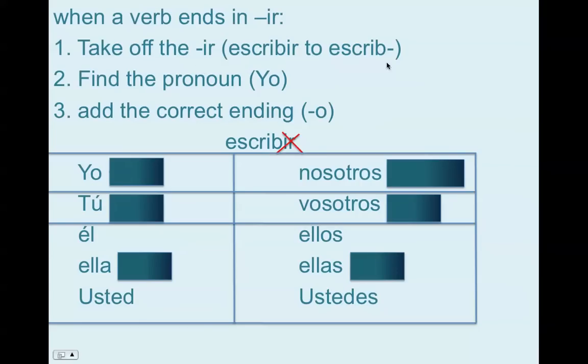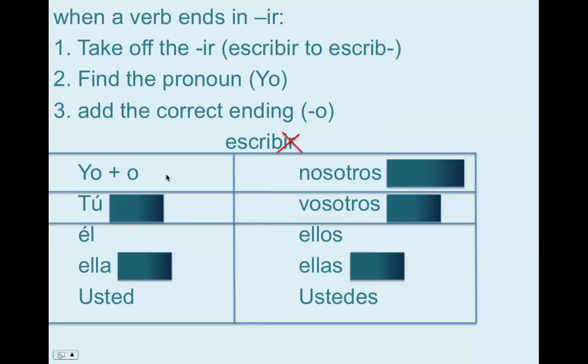So escribir becomes escribe. Then you find the pronoun you want to use. I always use yo as my example one, so we're going to use the pronoun yo. And then you add on the correct ending. So yo stays the same. It's still an O.